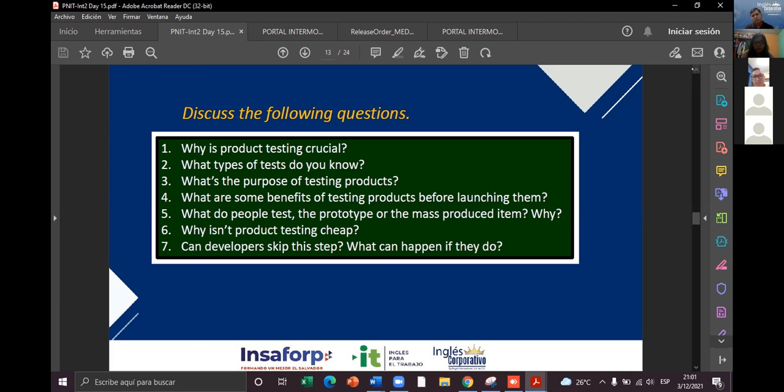Yes, I think the testing is very important because the people know what the person wants, for example, what color the people prefer, and what design the people use. I think it's very important, for that reason the company makes a product testing. Marvin? Guadalupe, what do you think? I agree with you.